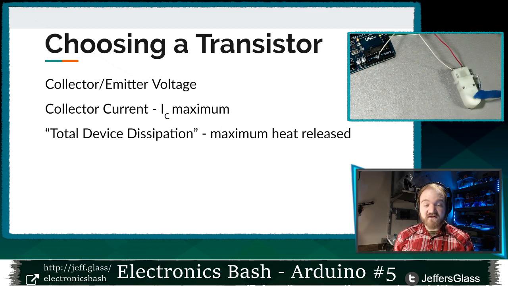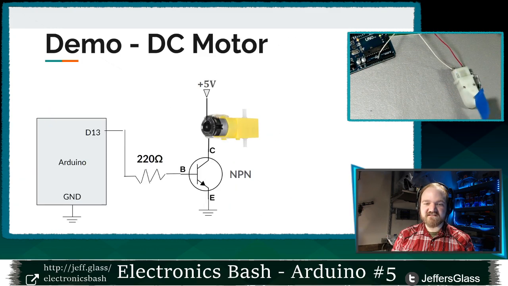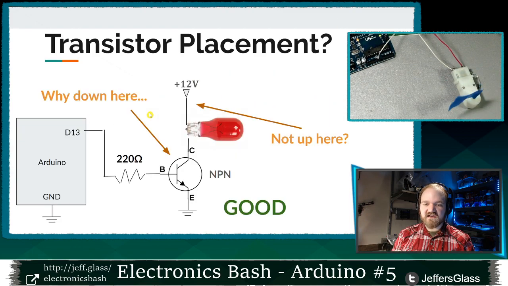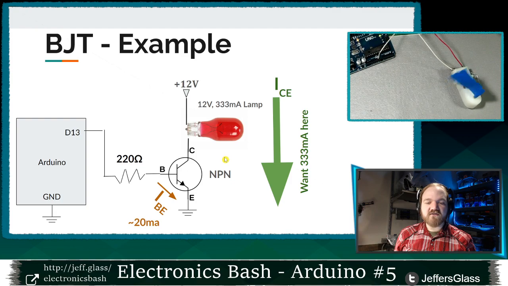Maximum collector current, often called I sub C maximum. I wish I had this diagram later in the slides, but to go back to our example here, I knew I needed 300 or so milliamps to flow through this lamp when it turned on. So I'm going to look for a transistor that has a maximum collector current, a maximum current flowing through this connector here, of at least 300 milliamps. That's a pretty straightforward thing.